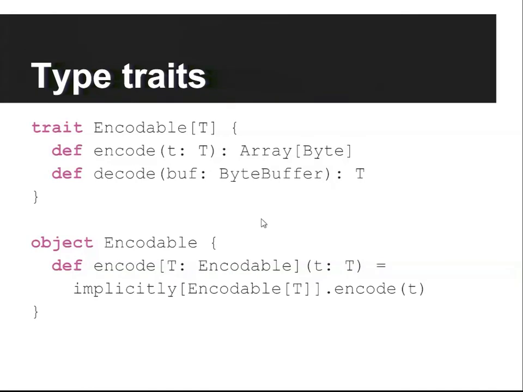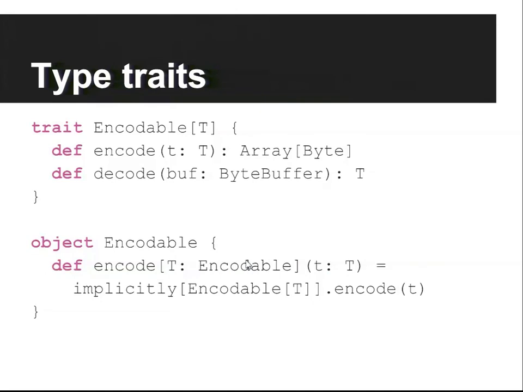I actually used this when I was at Google, and it works out amazing, way better than other solutions. So encode takes a T and gives you an array of bytes. Decode takes a byte buffer and gives you back a T. T is whatever the parameter is to Encodable. My API for this whole library is the object, the companion object, takes a T that has an Encodable context. The Encodable context means somewhere in implicit search, I find an Encodable for that type T, whatever T is.